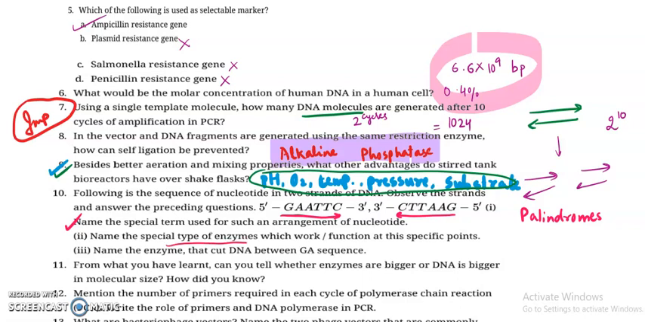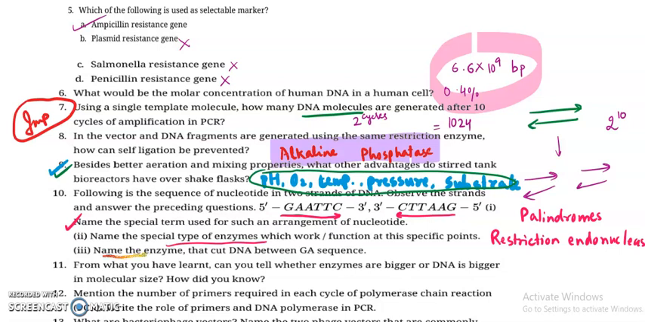Name the special type of enzymes which function at these specific points. So these special enzymes are restriction endonucleases, which act on the inner side of the DNA.